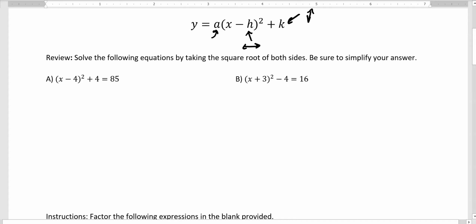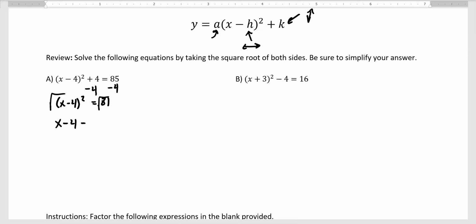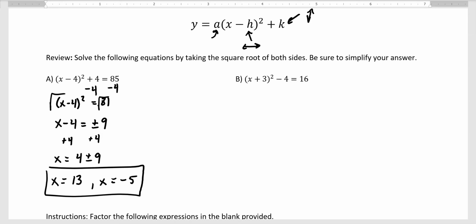Looking at letter A, I'd start by subtracting 4. I want to isolate the quadratic, so it would be x minus 4 squared equals 81. And then I would take the square root of both sides. Now it's important to remember, whenever I take the square root of a number, I need to put the plus or minus. So the square root of 81 is plus or minus 9. To get x all by itself, I simply add 4 to both sides, and I would get that x equals 4 plus or minus 9. So what is 4 plus 9? 13. What is 4 minus 9? Negative 5. So x equals 13, or x equals negative 5. That would be my two solutions to this quadratic equation.